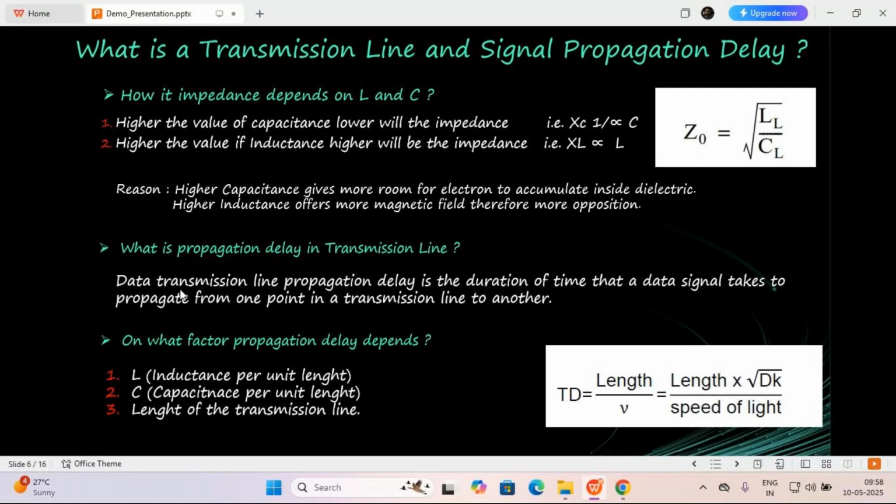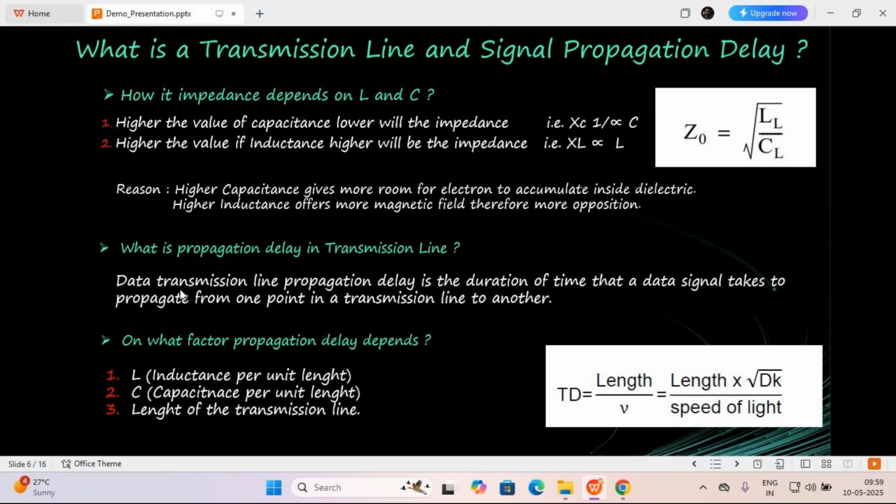So it is directly proportional to the inductance. Now, how is it directly proportional to the inductance? As we know, when current flows into the conductor, it induces a magnetic field, magnetic flux. As per Lenz's law, that magnetic flux opposes the flow of current. So the current sees more opposition in flowing. It slows down the flow of current, which results in more propagation delay.